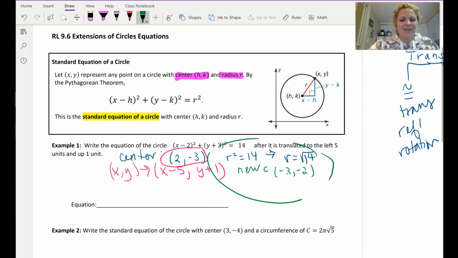All right, so our new equation would be, in parentheses, x plus 3 squared plus y minus 2 squared, and that would equal the r squared we said does not change, so that would just equal 14.